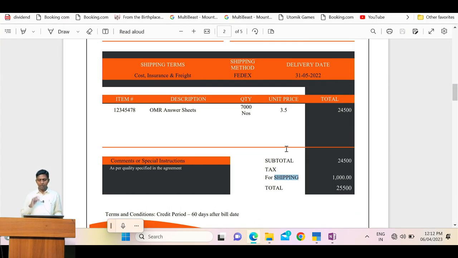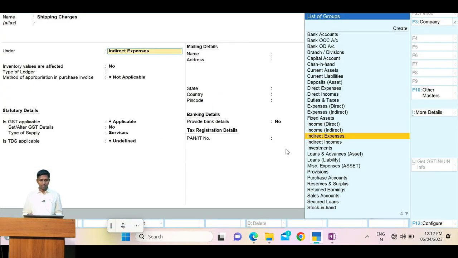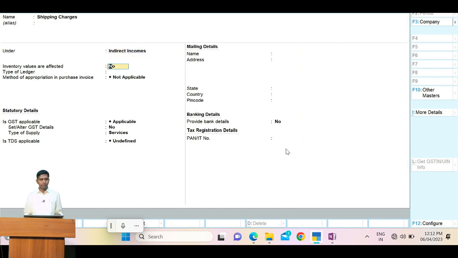SP College is ready to pay us this shipping, correct? Therefore, this is your income. Actually, SP is ready to pay for the transportation. This is your income, shipping charges. Under indirect income, you can write. Okay. While purchasing, if you are paying, that is an expense. Now here SP is paying you, therefore this is your income, indirect income.